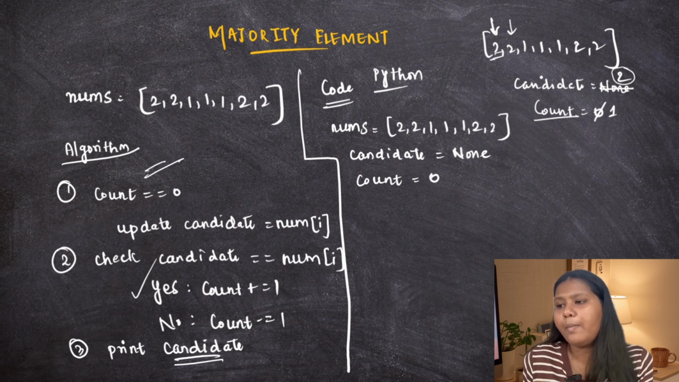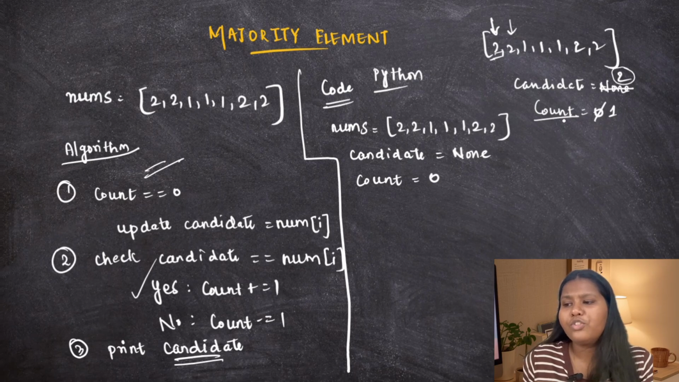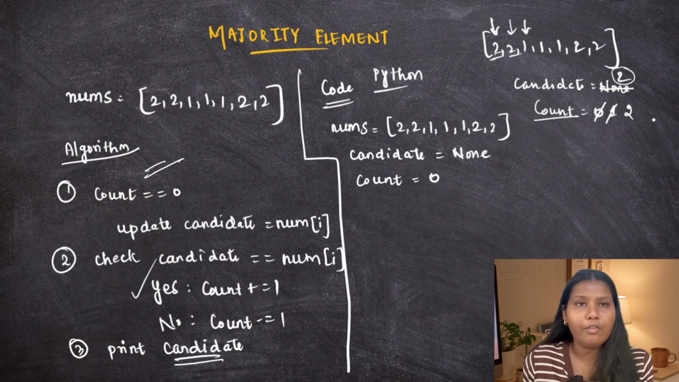Now go to the next element. Next element is also 2. Check the value of count. Count is not equal to 0. So the candidate value and the current number are equal. So increment the value of count. Go to the next element. Check the value of count. Count is not equal to 0. And the candidate element is 2. But the current number we are traversing is 1. So we need to decrease the value of count. Now go to the next element. Next element is 1 and the count value is 1.